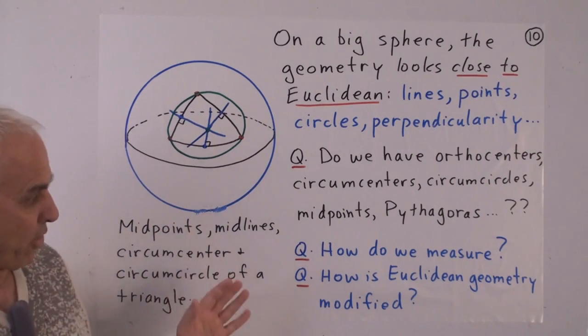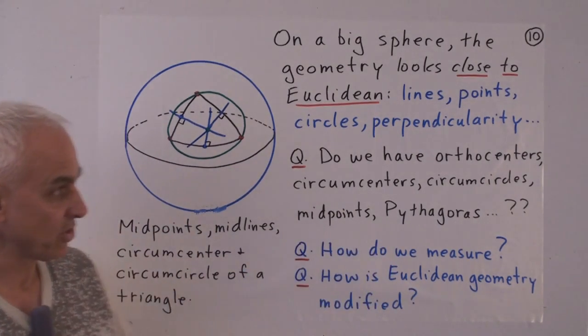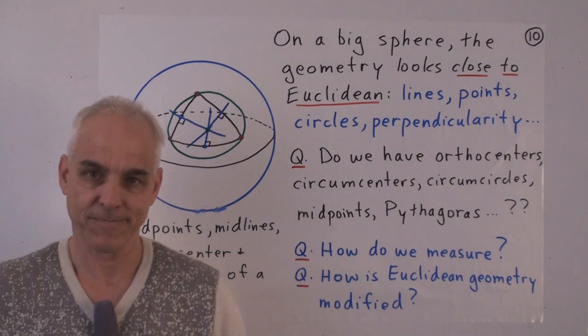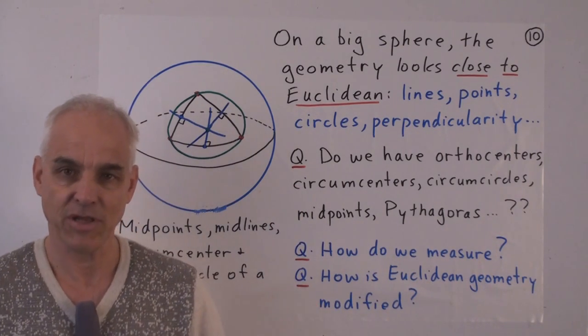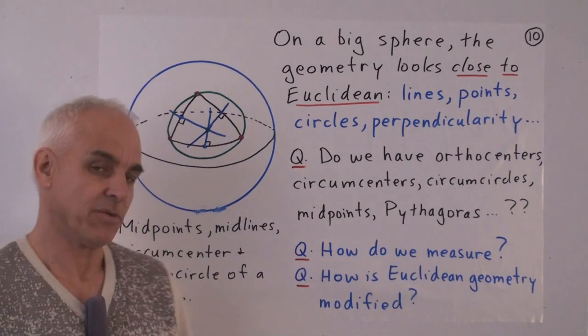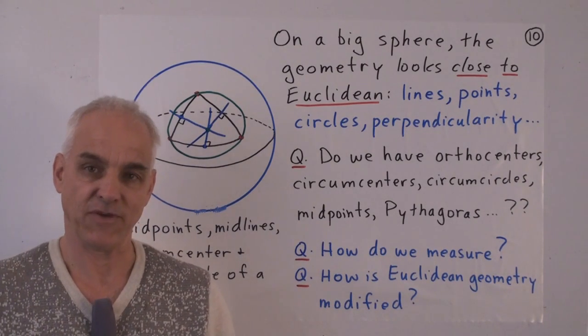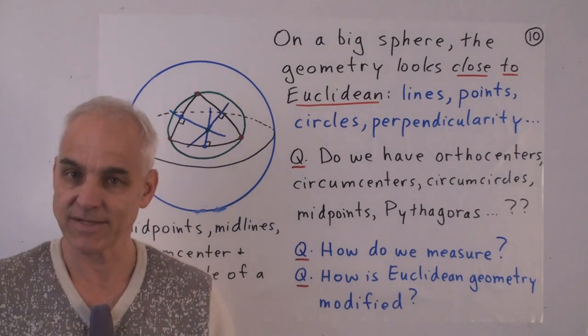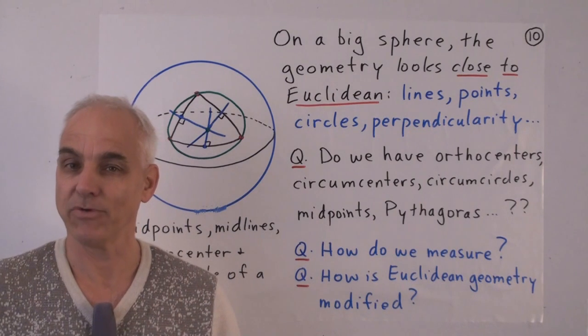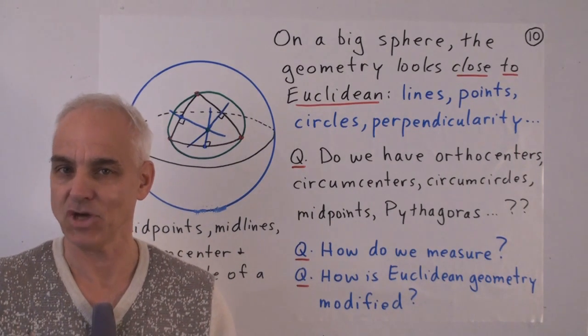So next time we're going to start addressing some of these questions. We're still going to stick with just a basic introduction. We'll talk a little bit about elementary geometry in the spherical case, and I'd like to introduce then this variant of spherical geometry called elliptic geometry.